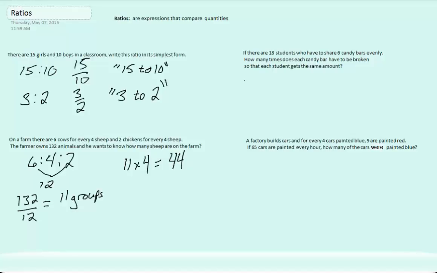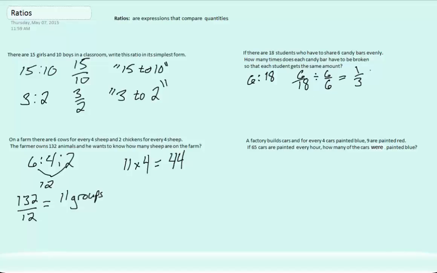Our next question: if there are 18 students who have to share 6 candy bars evenly, how many times does each candy bar have to be broken so that each student gets the same amount? If we write this in ratio form, we have 6 candy bars for 18 students, or 6 over 18. Once again, if we look for the greatest common divisor, we see that 6 goes into 6 and 18. If we divide each side by 6, we get a simplified fraction of 1 over 3, since 6 goes into 6 once and 6 goes into 18 three times.